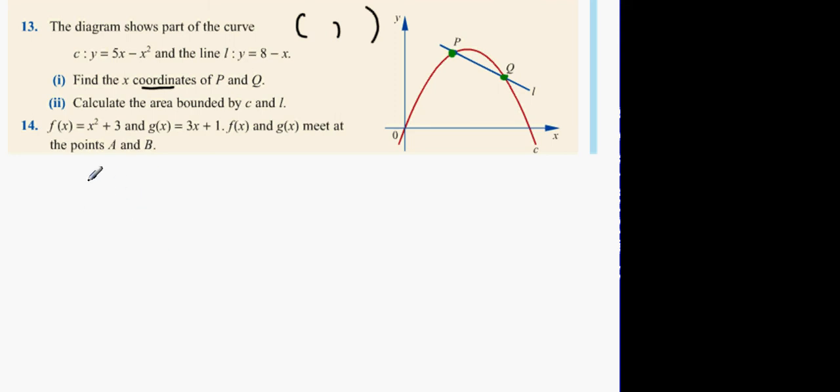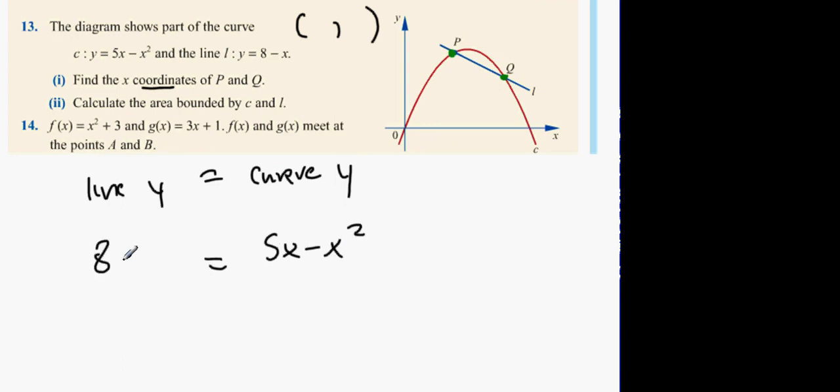Well, what happens is the y value of the line equals the y value of the curve when they intersect. This means that 5x minus x squared is the same thing as 8 minus x. We have to find out the x values for which this happens, because the x values are the same for the line and the curve when they contain the same point.